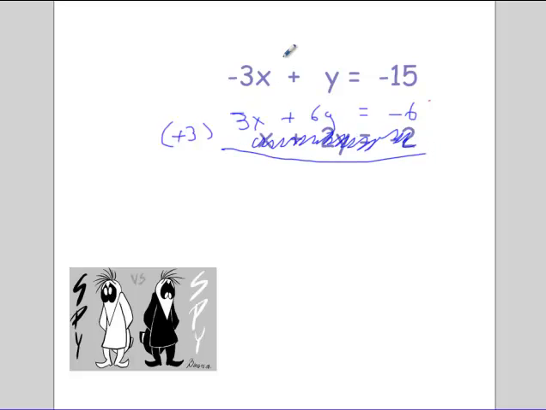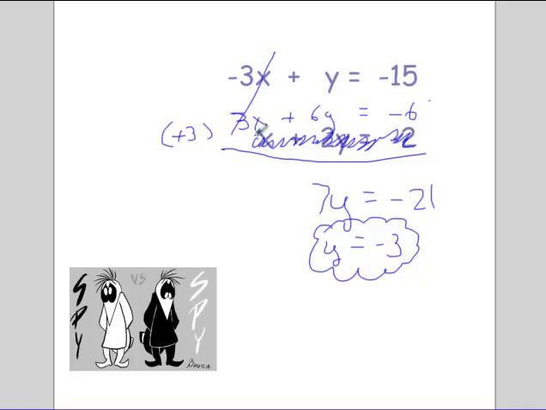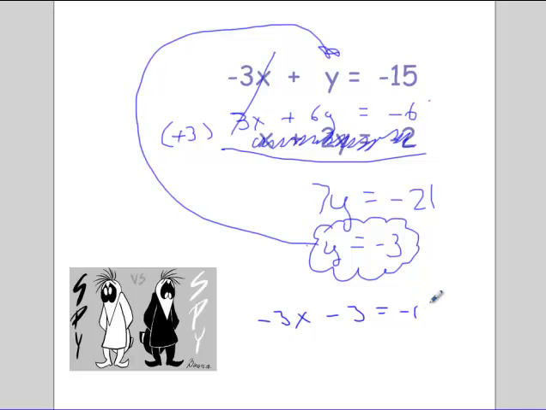Okay, then we are going to add the columns, so that's 0x, this is 7y, and this is negative 21. Divide by 7, and I get y equals negative 3. Notice this time I got y first because I had eliminated the x's. It doesn't matter which one you eliminate first. So find a nice place to plug it in. I'm going to plug it in here, and I will get negative 3x minus 3 equals negative 15.